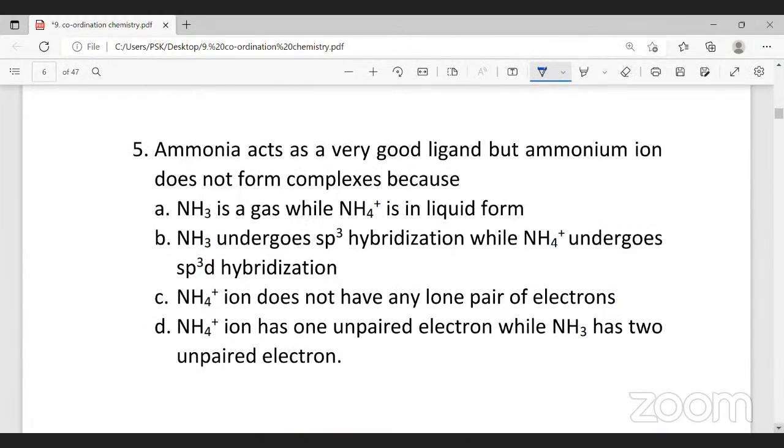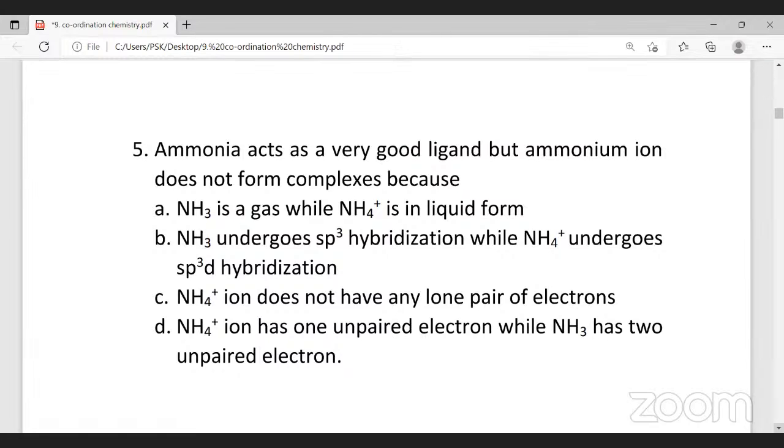Ammonia acts as a very good ligand, but ammonium ion does not form a complex. Why? Is it because ammonia is a gas while ammonium ion is in liquid form? Or because ammonia undergoes sp3 hybridization while NH4 plus undergoes sp3 dehybridization? The correct reason is that ammonium ion does not have any lone pair of electrons, while ammonia has a lone pair of electrons.